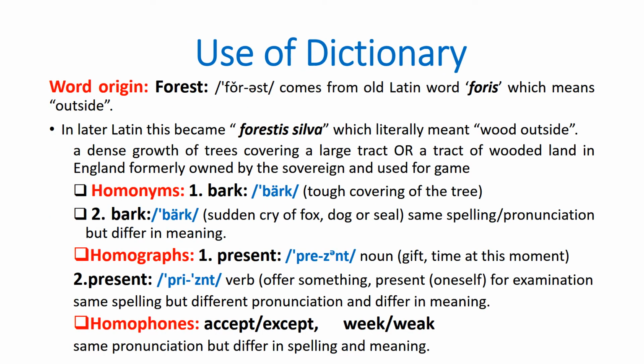The other thing that we can see while using the dictionary is the word origin. Anything that we are trying to see in the dictionary tells us the root word or the word origin of the main words. Like I have chosen the word forest for you. Here we have the pronunciation of the forest, and then we see that forest comes from the old Latin word foris, which means outside, and in later Latin this became forestus silva, which literally meant wood outside.